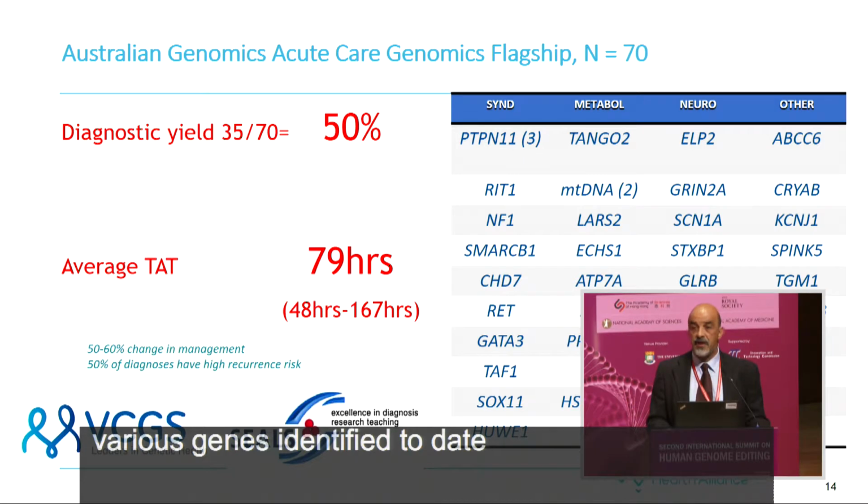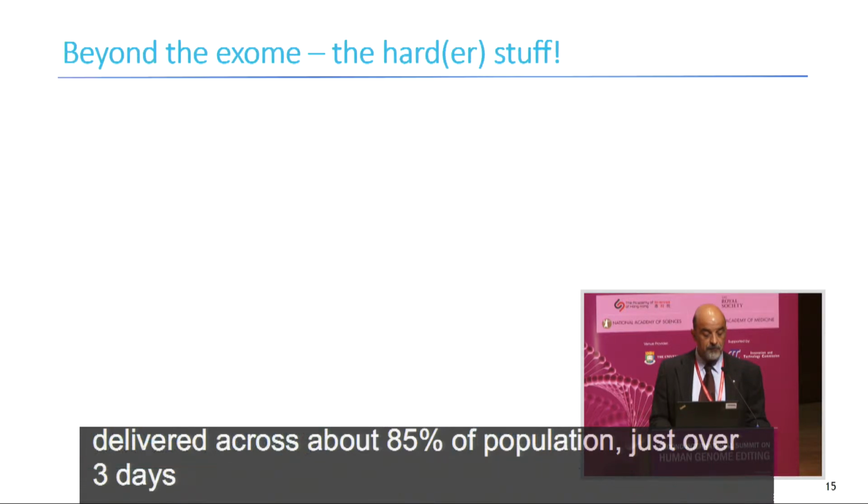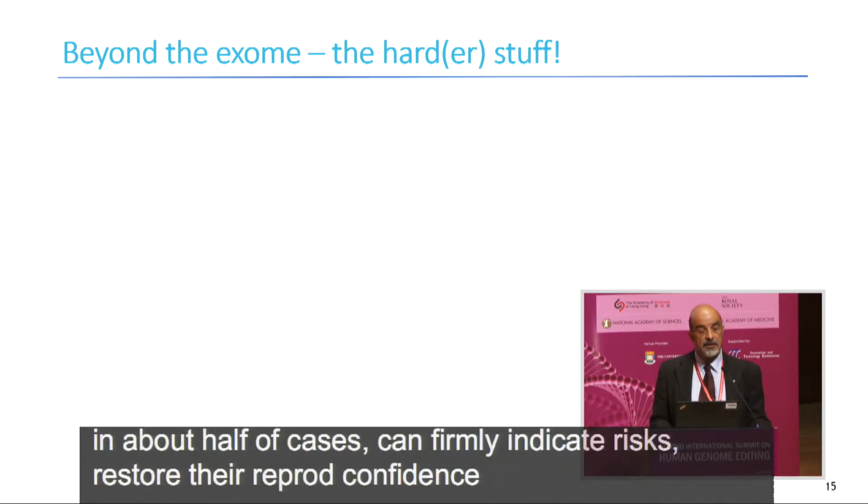Again, in about half of cases, this has led to a change in management, and in about half of cases, we were able to very firmly indicate to families what their risk was of having another affected child, so their reproductive confidence could be restored. So, in finishing up, what are some of the things that we still have as challenges in this current era? We've got fabulous results so far, but there are challenges.